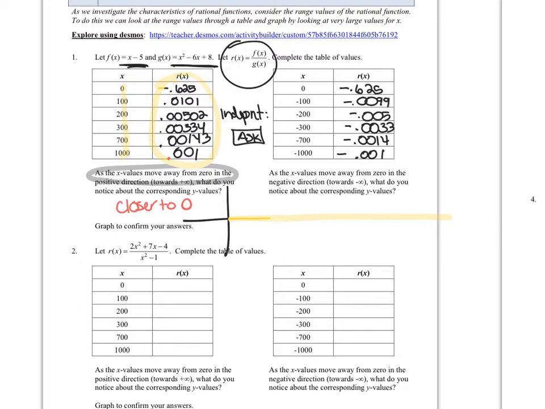And then in the negative direction, as x moves away from 0 towards negative infinity, what's happening to our values as we get farther and farther away? Notice you start at negative 0.625, and then you're at negative 0.009, which is really negative 0.01. But by the time you get out to negative 1,000, you're at 0.001. So it's also getting closer and closer to 0.